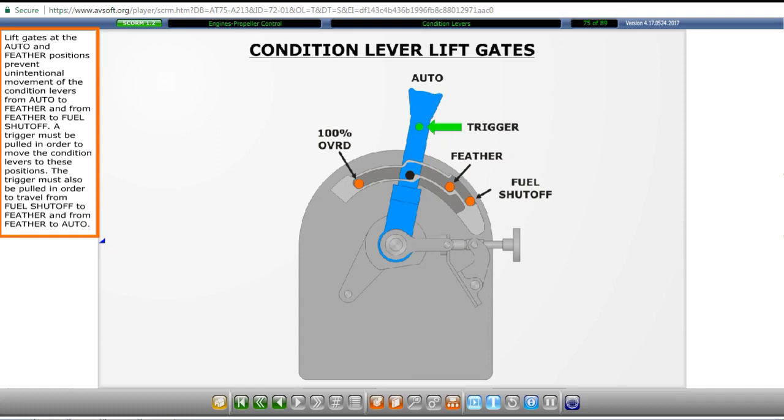Lift gates at the auto and feather positions prevent unintentional movement of the condition levers from auto to feather and from feather to fuel shutoff. A trigger must be pulled in order to move the condition levers to these positions. The trigger must also be pulled in order to travel from fuel shutoff to feather and from feather to auto.